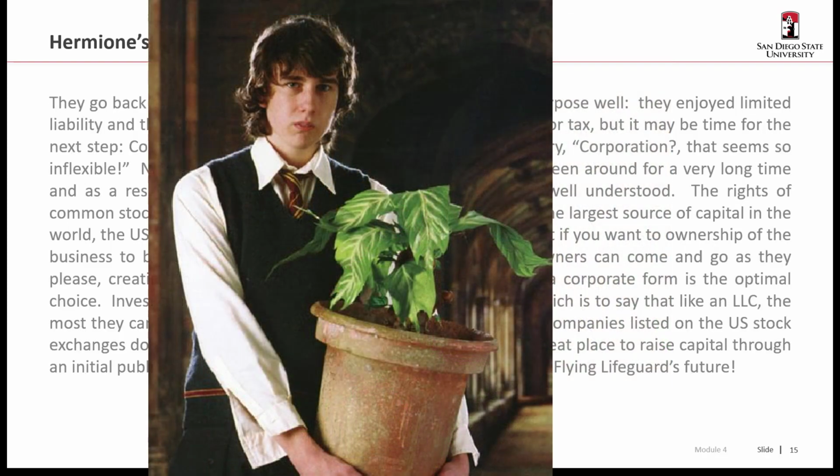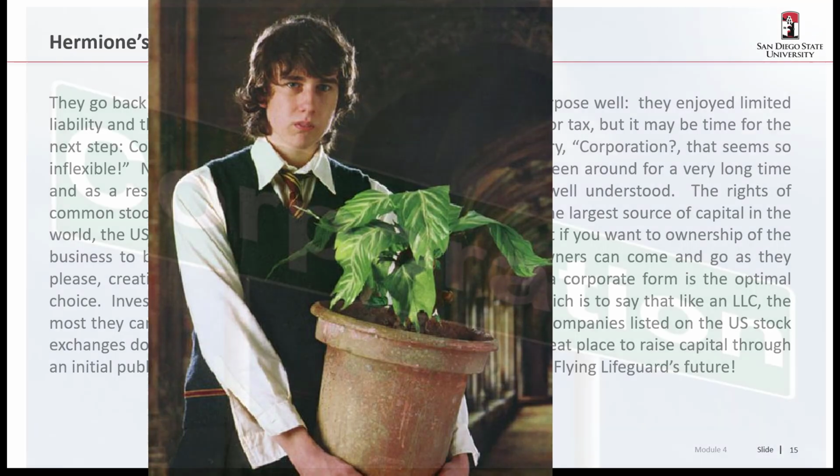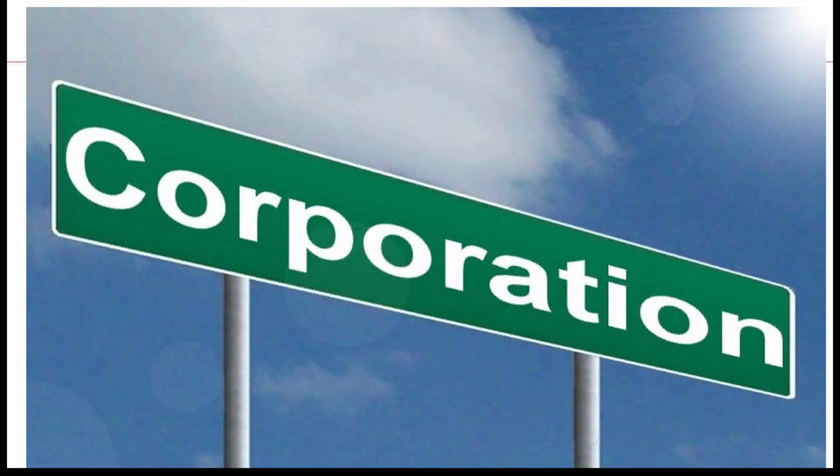So they go back to Neville, who explains that the LLC has served its purpose well. They enjoyed limited liability, and the business continued to be treated as a partnership for tax. But it may be time for the next step, a corporation. Hermione and Ron are puzzled by Neville's advice and cry, "Corporation? That seems so inflexible." And Neville explains to them that the corporate form has been around for a very long time. And as a result, the rights that come with ownership are extremely well understood.